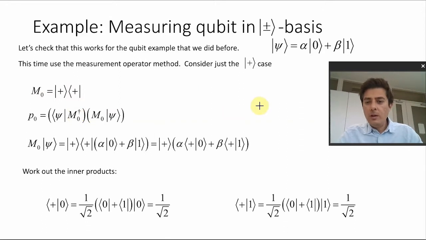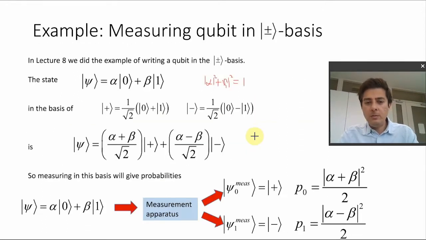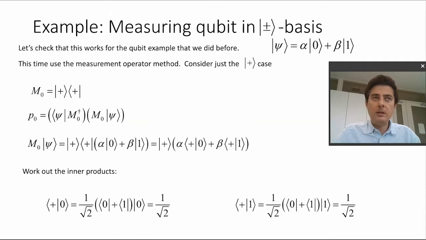So before, when we were doing method one, we had to rewrite this state here, right? The measurement operator method, you don't have to do that. So it's probably about the same amount of work depending on how you do it. Okay, so let me just show you that you can indeed work it out and get the same answer. Our measurement operator is this outer product of the plus. Probability, as usual, is the norm of the thing M0 applied to the state.